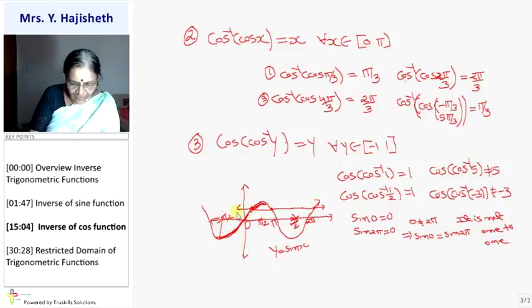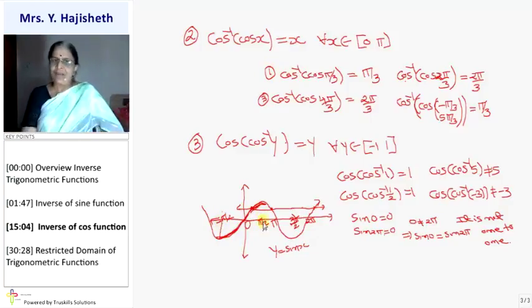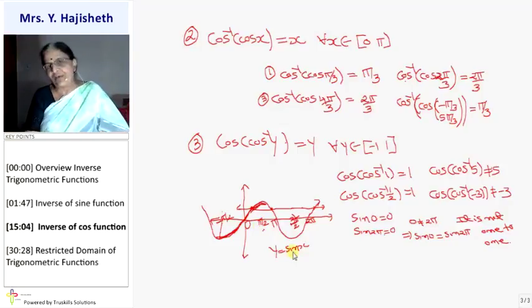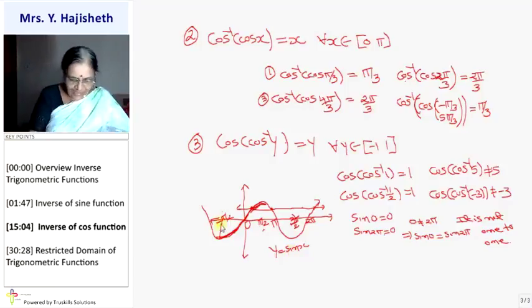Now you draw any line parallel to the x-axis between minus pi by 2 and pi by 2. Then this line intersects the graph only at one point. So in the closed interval minus pi by 2, pi by 2, any line parallel to the x-axis intersects my graph of y = sin x only at one point. So geometrically also I can say that in the closed interval minus pi by 2, pi by 2, y = sin x is a 1 to 1 function.